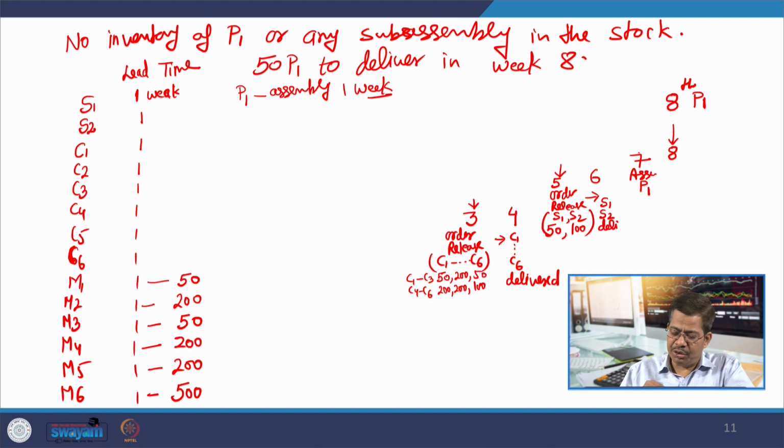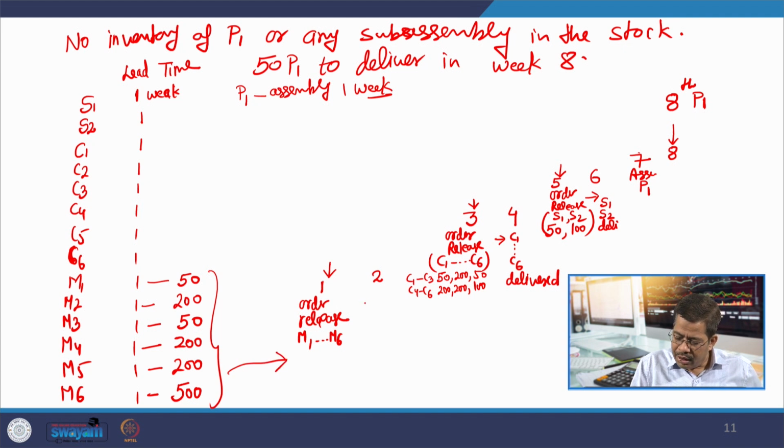Now, for getting C1 to C6 readily available for using in the 3rd week, they will only come when you have M1 to M6 available with you, and M1 to M6 you need to release in the 1st week, so that in the 2nd week you can have them. M1 to M6 order release, and the quantities are like this, and M1 to M6 delivered.